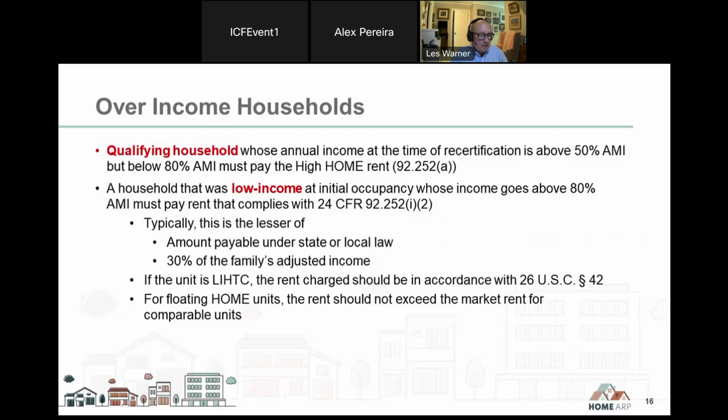All right, so let's talk a little bit about what happens with over income households.